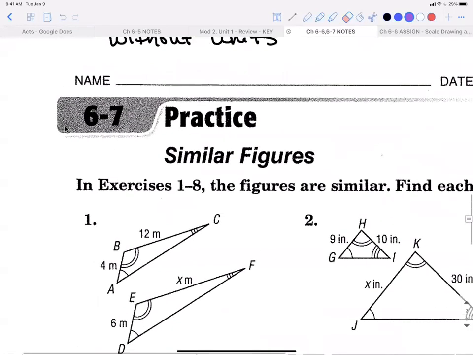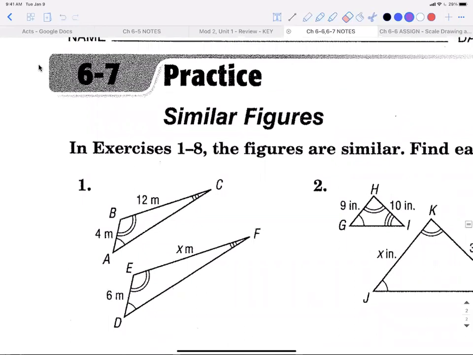All right, so chapter 6-7 is called similar figures. And basically it's more ratios. So you've got two shapes that are the same shape, but one's bigger than the other. And so proportionally, we're going to set these up as proportions to find the missing side length using proportions.